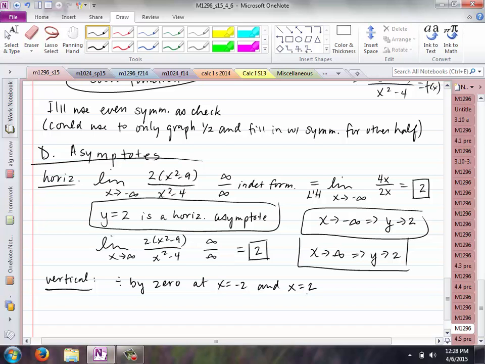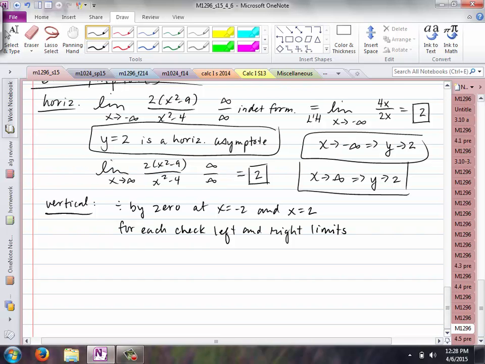So how many limits are we going to get here? 4. 4 limits. I'm going to work from left to right because that's how we're going to want to make our graph. So the first one will be the limit as x goes to negative 2 from the left of our function.